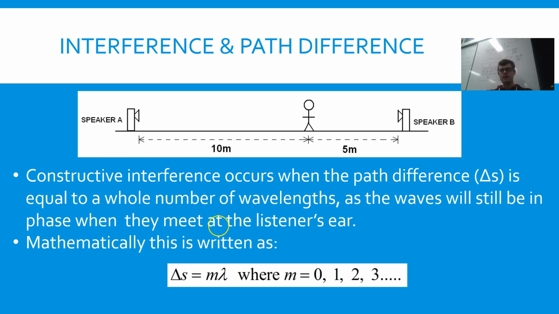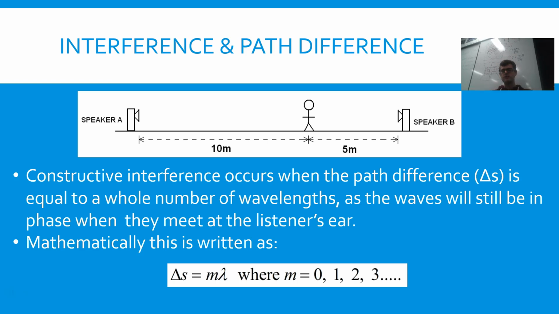So how do we write that mathematically? Well, you can see the formula down the bottom there describes how constructive interference occurs. So we have delta S, the path difference, equals m times the wavelength lambda, where m is a whole number, so it could be 0. So a path difference of 0 means that the distance between speaker A and speaker B would be equal. That's not the case here. The person is further away from speaker A than they are from speaker B.